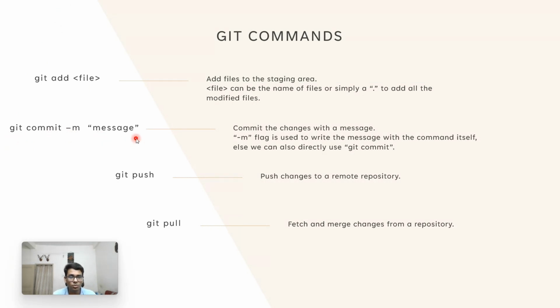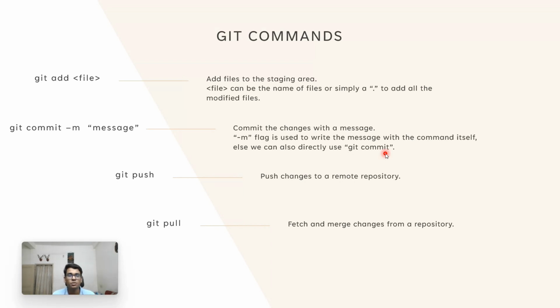This command is used to commit the changes that have been added to the staging area, and the -m flag is used to tell that the commit message would be given with the command itself. If we do not use it, meaning we directly use the git commit command, then a separate editor is opened in which we can write the commit message, and when we close it, the commit is made.